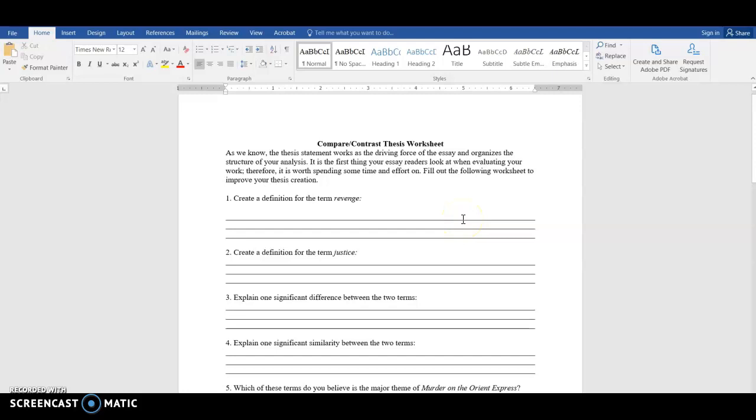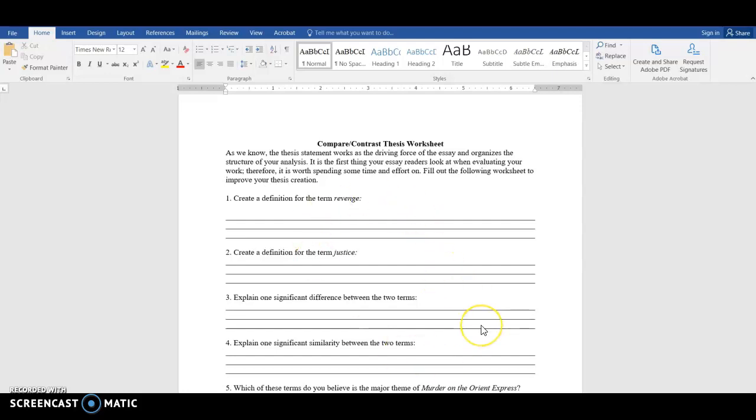Your homework for tonight is to post your completed thesis worksheet up on Canvas. We're going to be spending some time together talking about the thesis worksheet in class tomorrow, but I want it to be completed and posted to Canvas so I have a chance to see your ideas and respond to them, help guide you as you head into your construction of the essay.